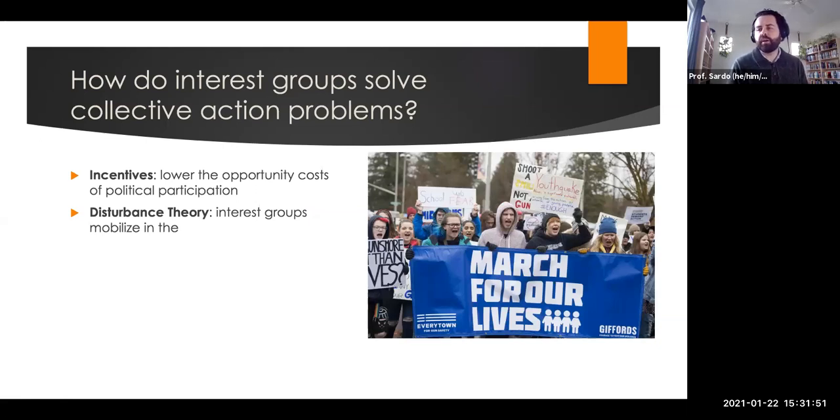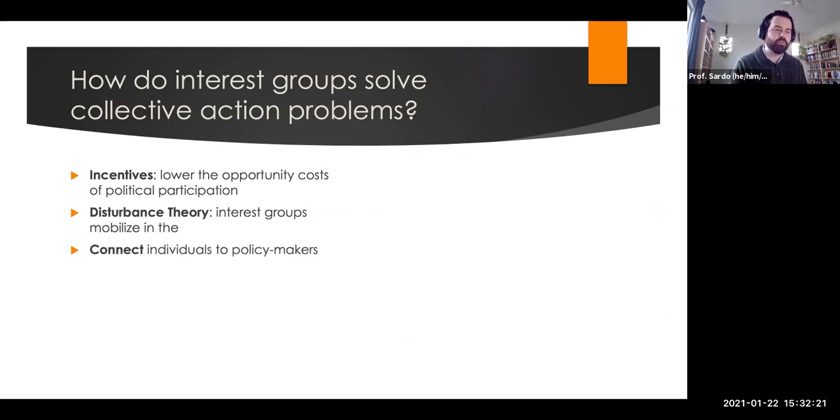There's also the idea of disturbance theory, that interest groups provide a means of responding to key events or shifts. For example, we can think of the March for Our Lives movement after the failure of gun regulations and the shooting in Parkland, Florida, at a school. You can mobilize the public in response to key events faster than the political parties can shift.